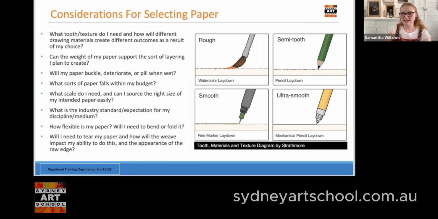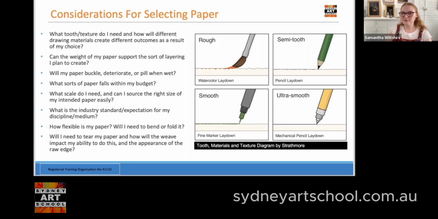If you're using mixed media techniques or collage, or you're using wet and dry mediums, will your paper actually be able to support that? You need to consider, if you are also using wet materials, what the durability of your paper is and how it behaves when it's exposed to water. Is it going to buckle, deteriorate, or pill?